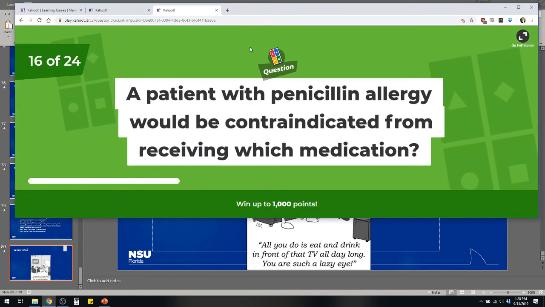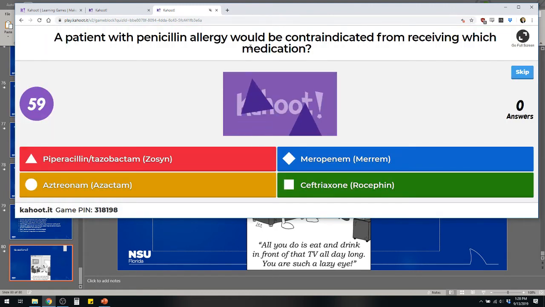All right, patient with penicillin allergy would be contraindicated from receiving which medication? Piperacillin-tazobactam, meropenem, aztreonam, or ceftriaxone.